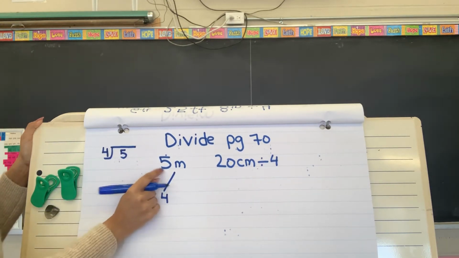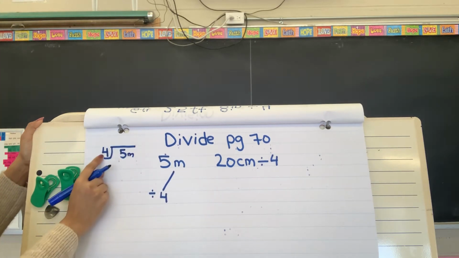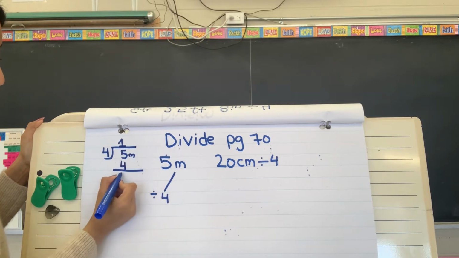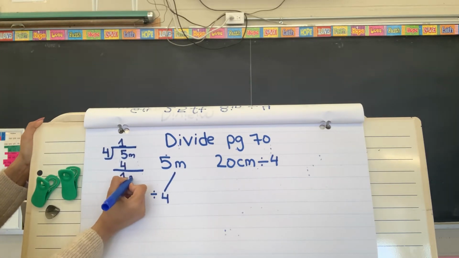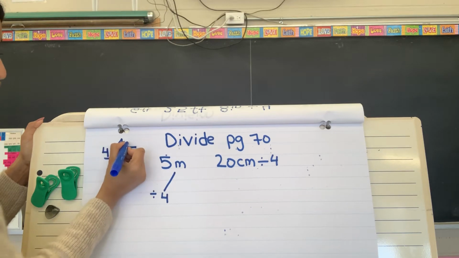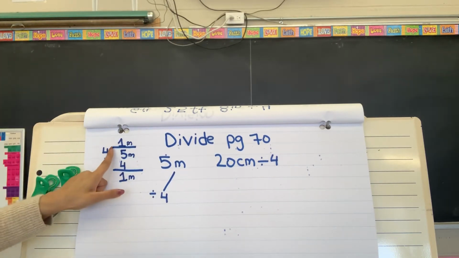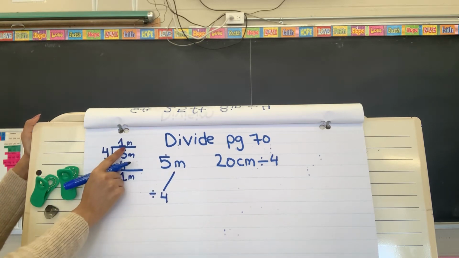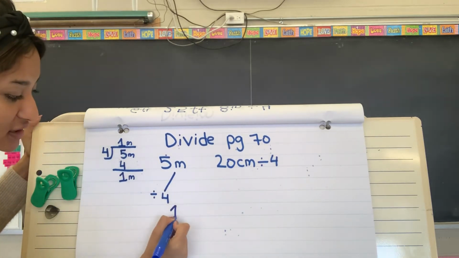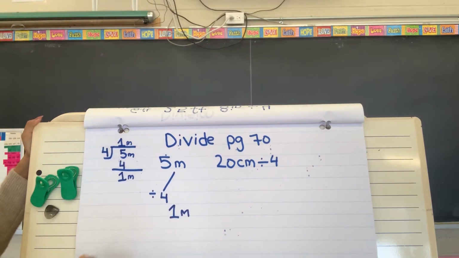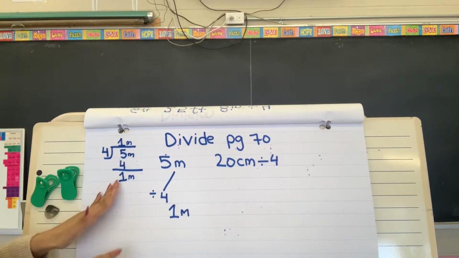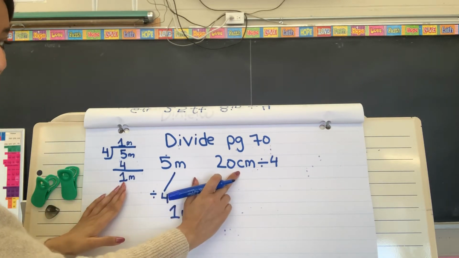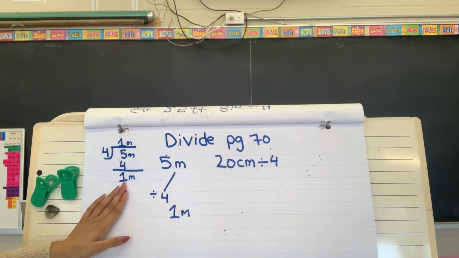When I divide my 5 meters, 4 times 1 gives me 4, and I'm left with 1 meter. At the top, my quotient is 1 meter. So when I divide my meters by 4, I am left with 1 meter. Now what do I do with this remaining 1 meter? Well, I still have my 20 centimeters to divide.